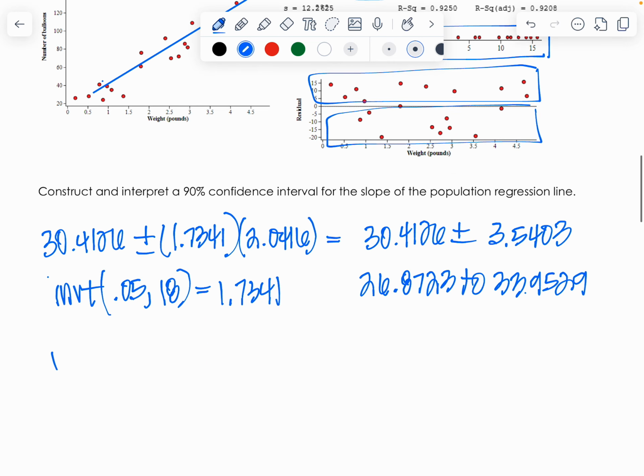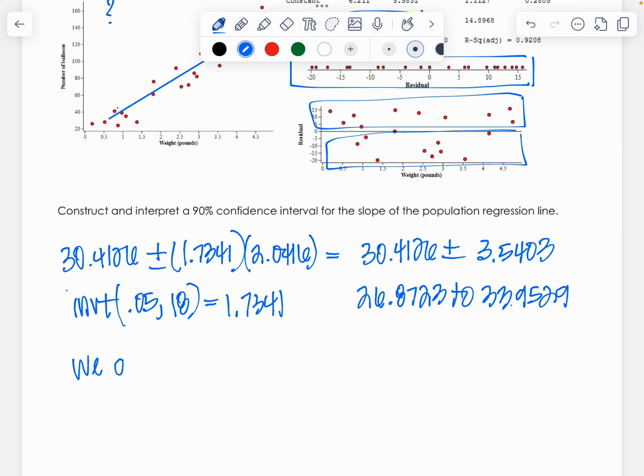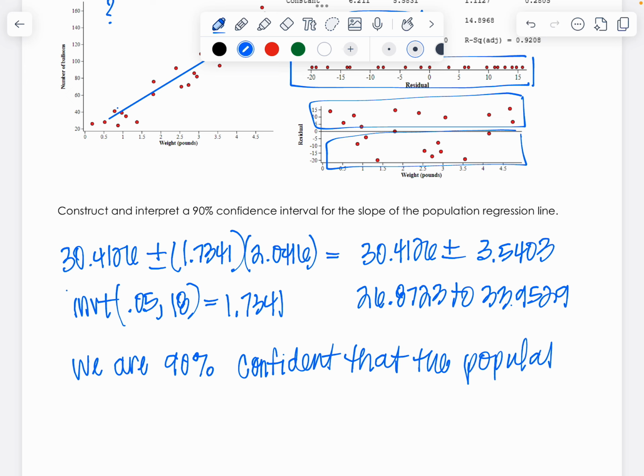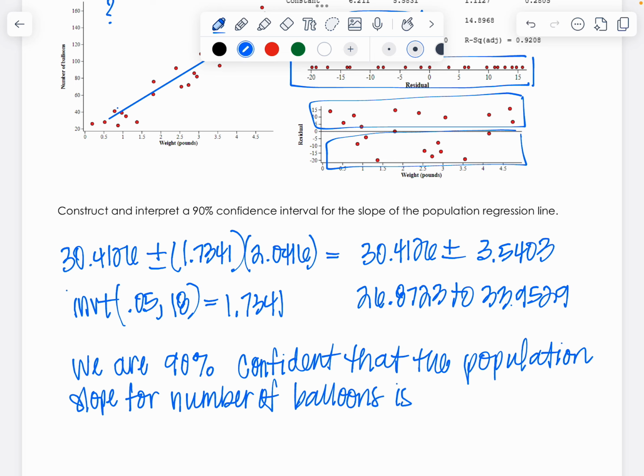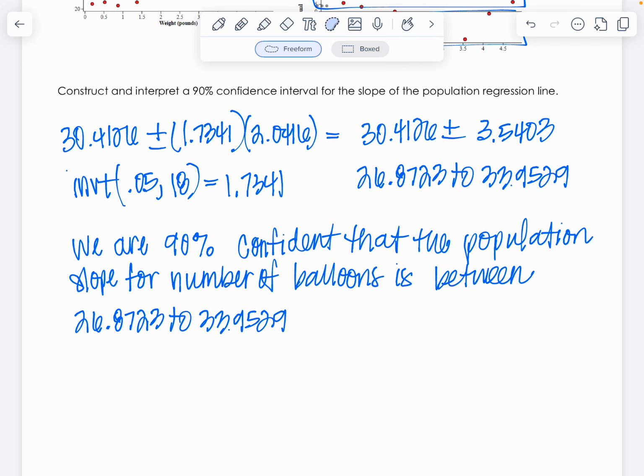So we'll say we are, gosh, guys, I'm sorry. 90% confident that the population slope for number of balloons is between, I'm going to copy and paste these values.